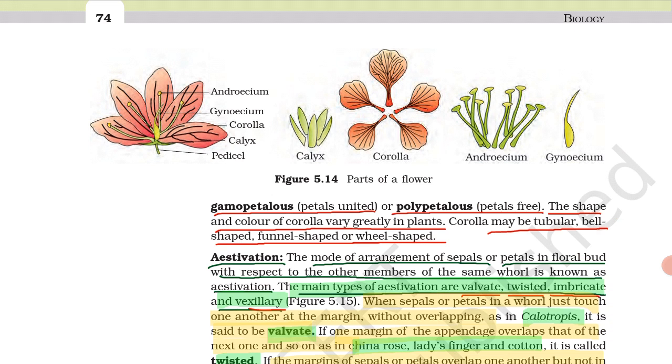See the calyx, it protects the flower in the bud stage and is green in color, and the calyx is also called sepals. Next is the corolla. Corolla is also called petals. Next is the androecium. See, the stalk or filament is shown in the androecium, and last is the gynoecium.